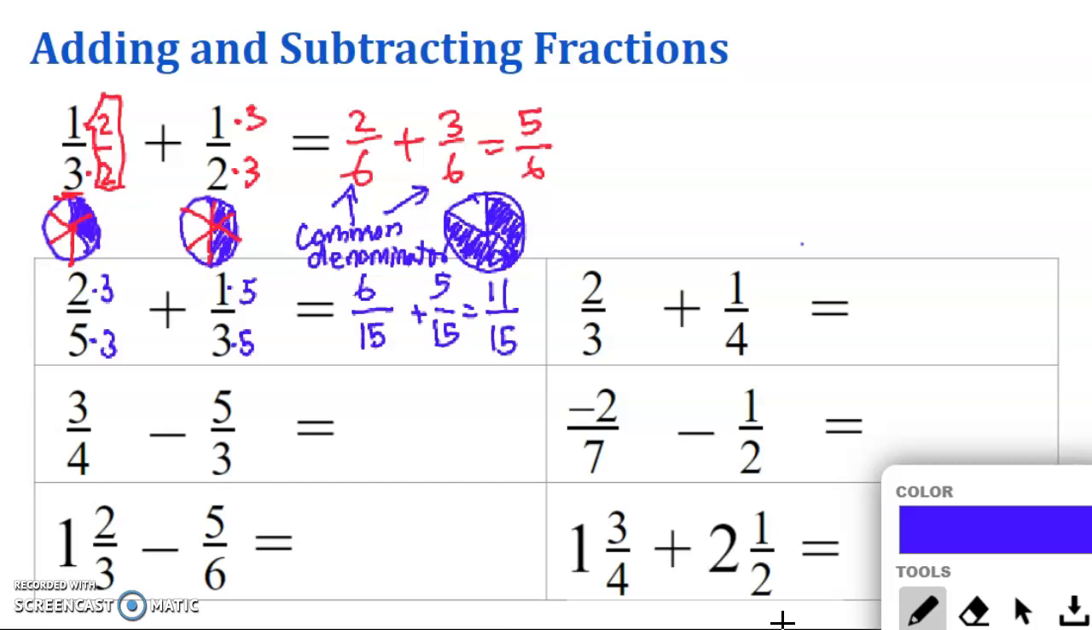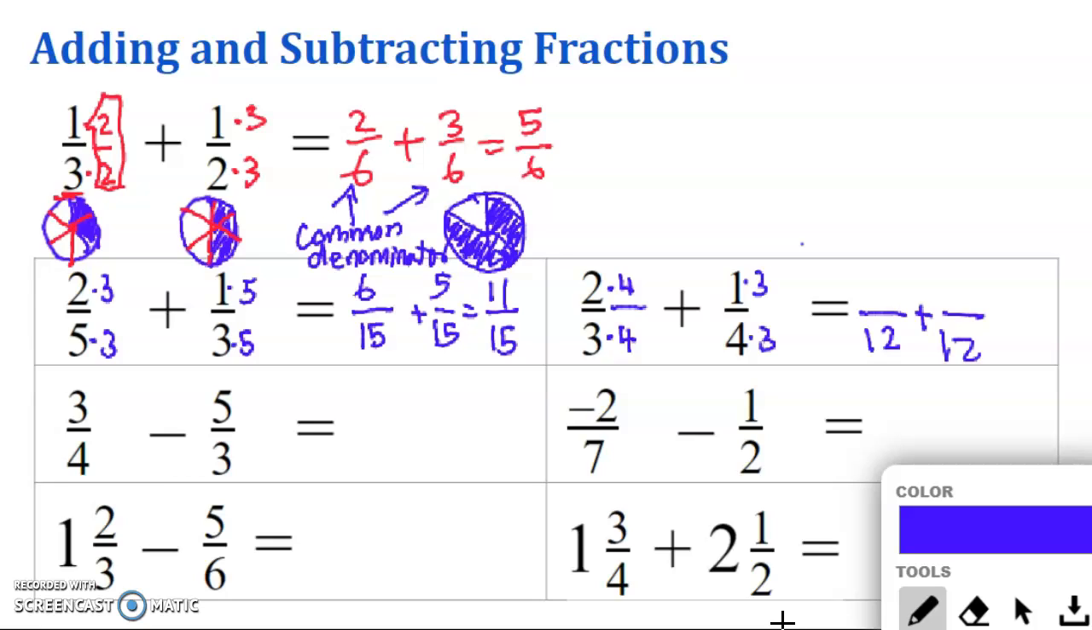Okay, I want you to pause the video and see if you can solve these problems yourself. Okay, all right, when you see 3 and 4, what is the common denominator? That's going to be 3 times 4, which is 12. And how did I get from 3 to become 12? I multiply this number by 4. That means I need to multiply the top number by 4 as well. And how did 4 become 12? I multiply by 3. That means I need to multiply the top by 3 as well.